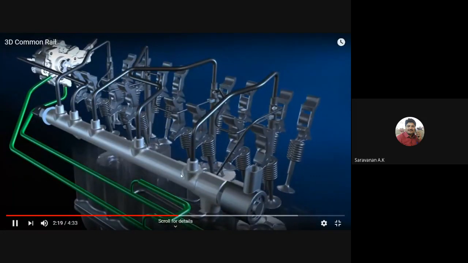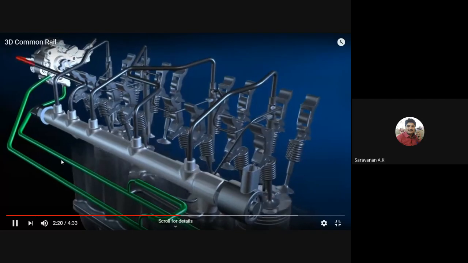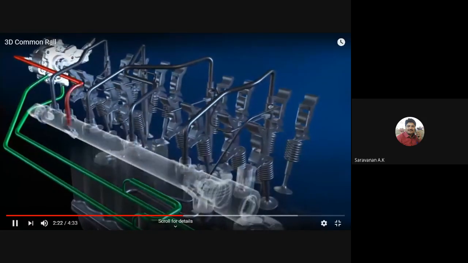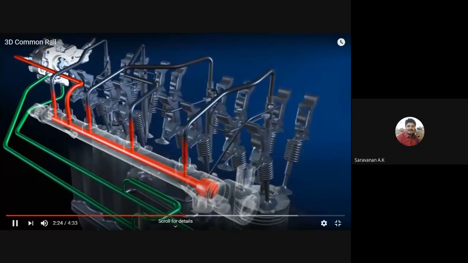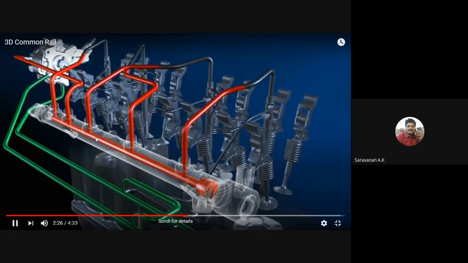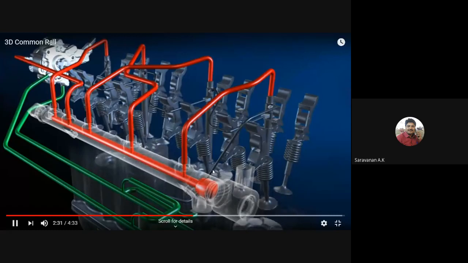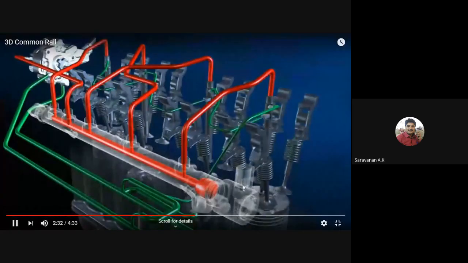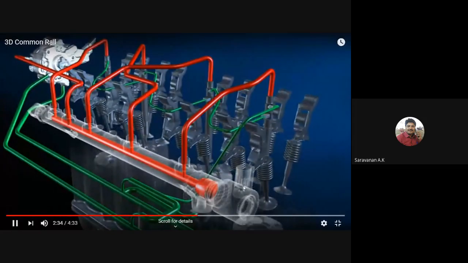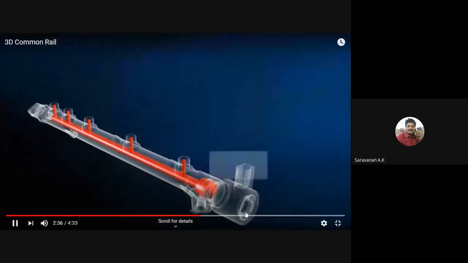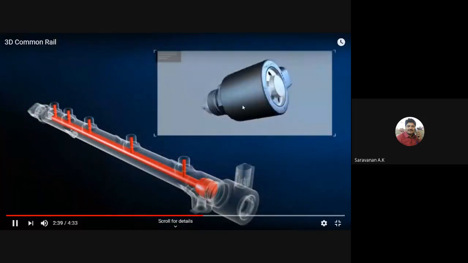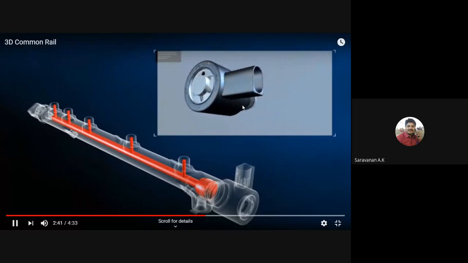Here you can see the green is the low pressure fuel, and it is sent to the pump, and the high pressure fuel is sent out. This is the common rail, right? The central passage is the common rail, and here you can see the pressure control valve, right? Yes, it is a pressure control valve.